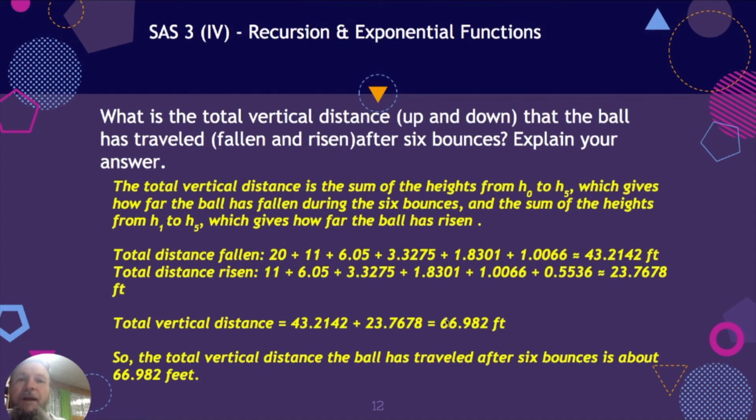So we add these two together, and the total vertical distance that ball has traveled is 66.982 feet. The total vertical distance the ball has traveled after 6 bounces.